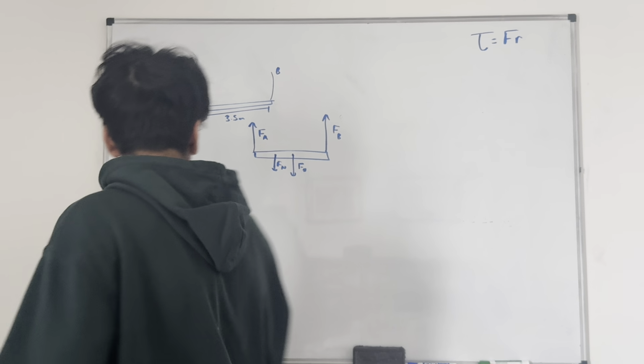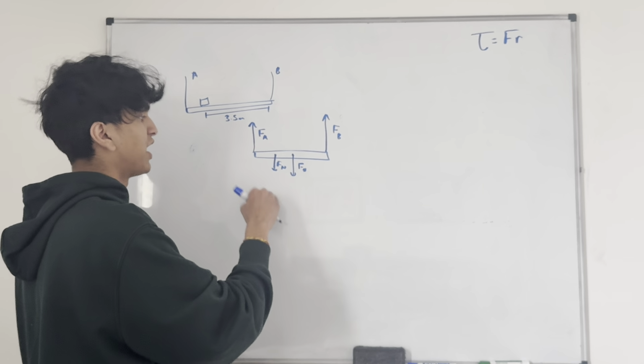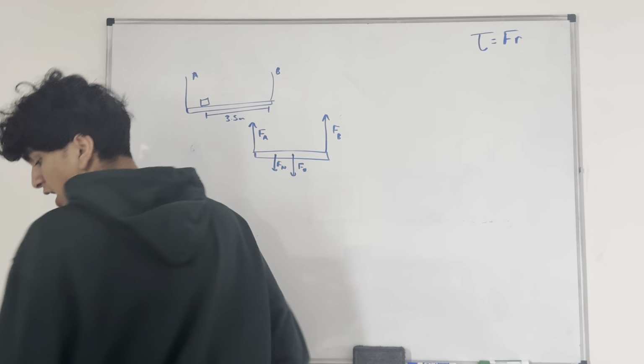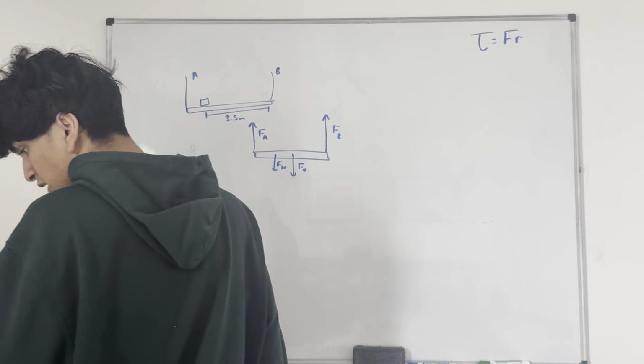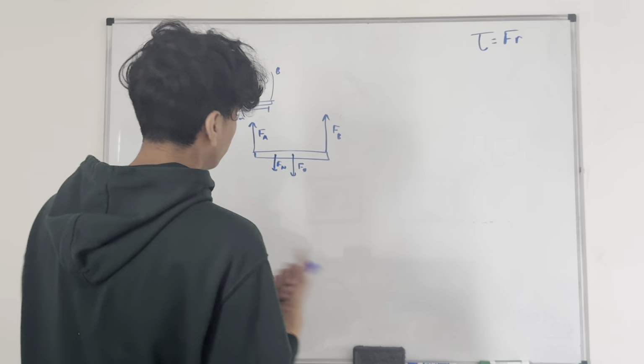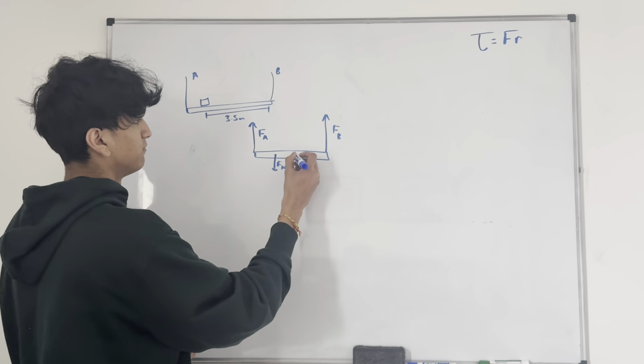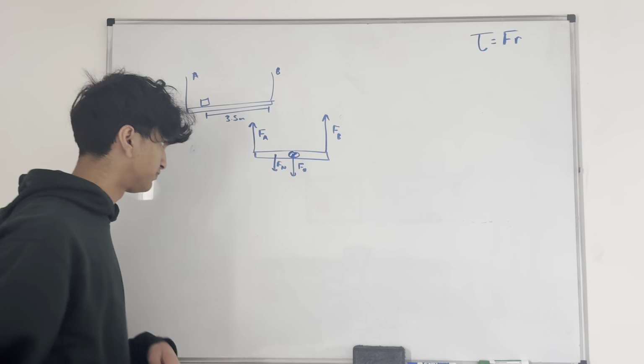Actually, I'll go through it. So, okay, I'll skip the Fnet. Hopefully, you kind of get that it would be FA plus FB minus FN minus FG would equal 0. For torque net, once again, you could choose an axis of rotation. Let's just choose the middle. Why not? So right here, I'll choose this middle.